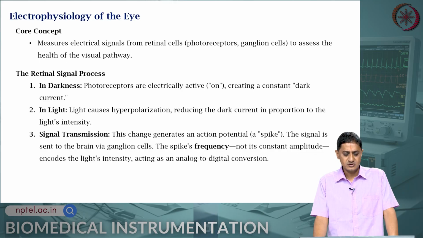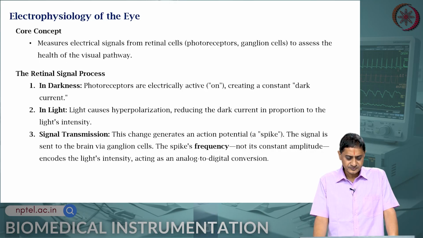Anyhow, let us move on to the electrophysiology. We are interested in measuring the electrical signals from the retinal cells, which are photoreceptors and ganglion cells, to essentially assess the health of the visual pathway. By the way, the retina has a multi-layered signal processing pipeline, an excellent, extraordinary signal processing pipeline. Note that the retina and the eye are not just the visual system, but essentially an excellent signal processing part of the brain processing system.